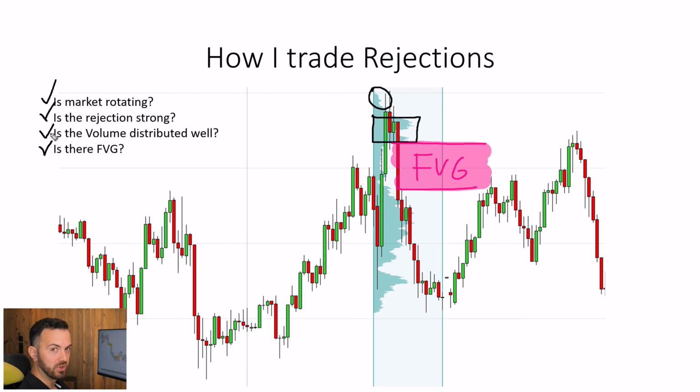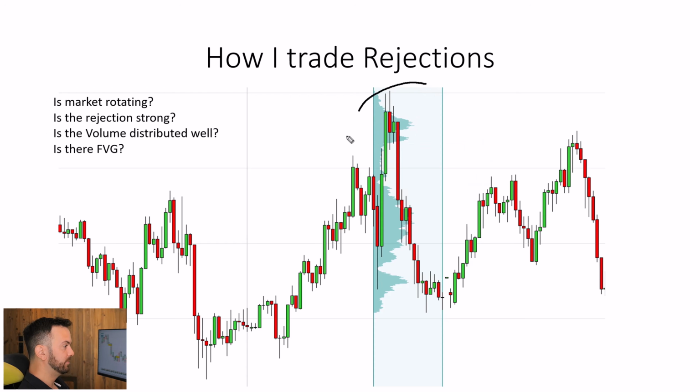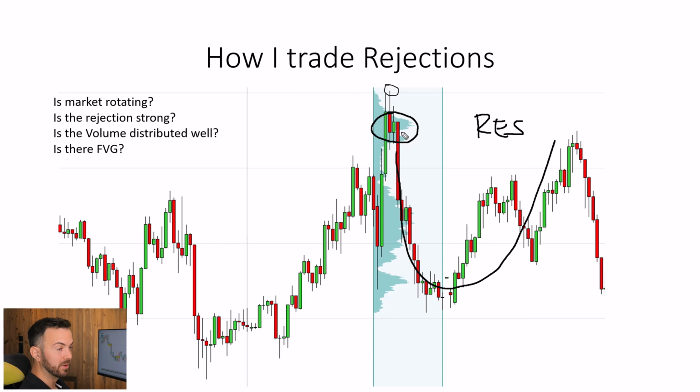We have a strong rejection. Now the only thing we need to do is trade this. So how do I trade it? After I spotted a good looking rejection, I want to see a pullback back into the zone where the heavy volumes were formed before. This is a resistance. For me, the resistance is not at the top of the rejection, it is the heavy volume zone. That's the most important zone because the heaviest volumes in that rejection were formed there, right? So that's the resistance I want to trade.